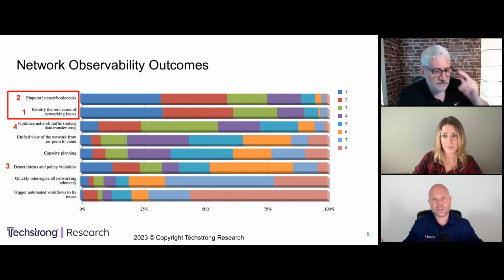Where are my applications coming from? Where are they going? And what are those components? Some of them are third party and you don't own them. And that's where a platform like Kentik can help.